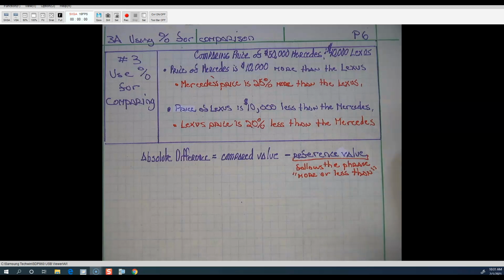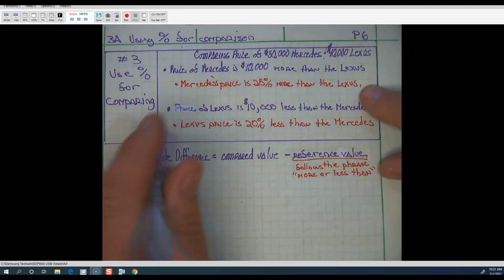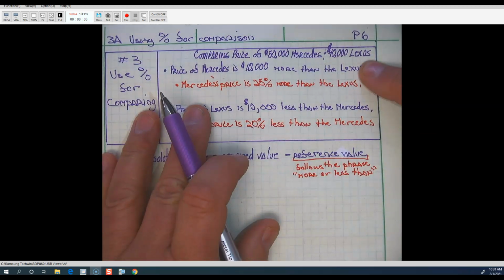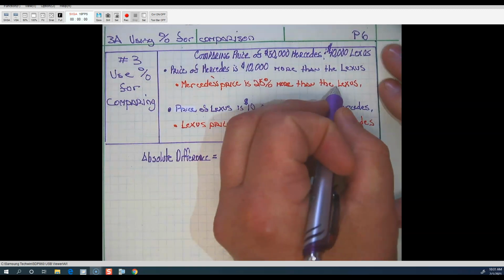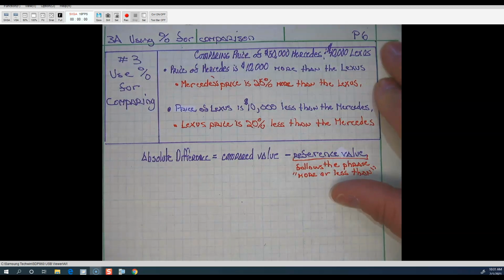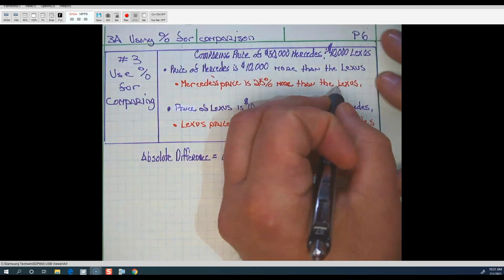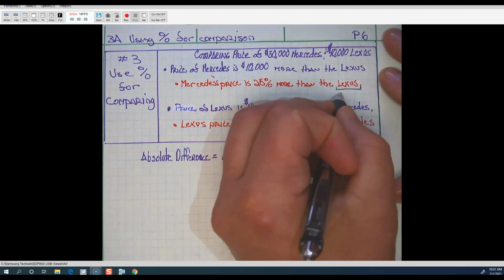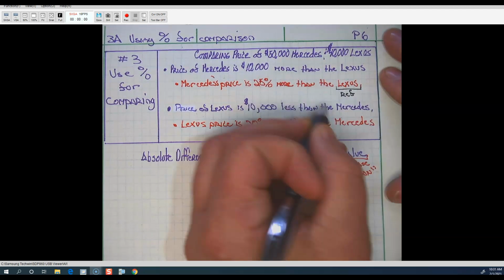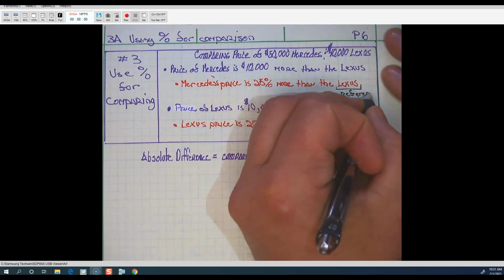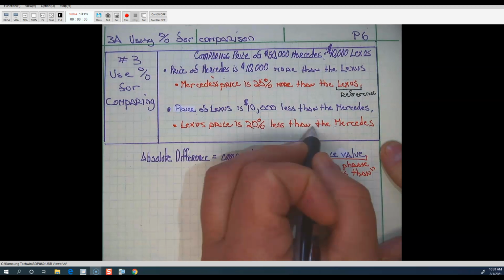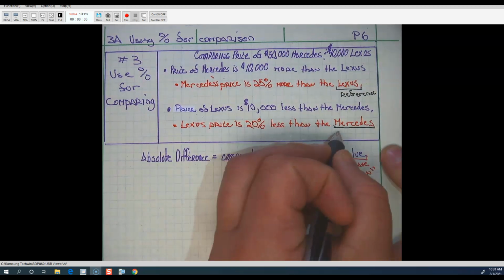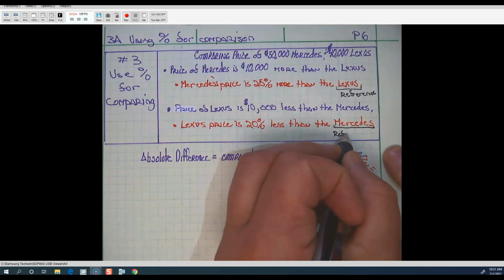So in our two examples up here, the reference value in the first one is going to be the Lexus because it follows the phrase more than. That's known as the reference value. In the bottom one, whatever follows the words less than, the Mercedes cost, is the reference value.